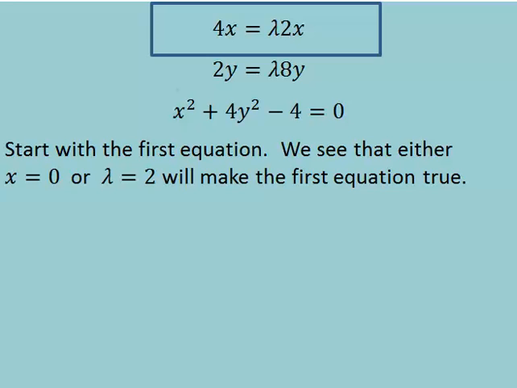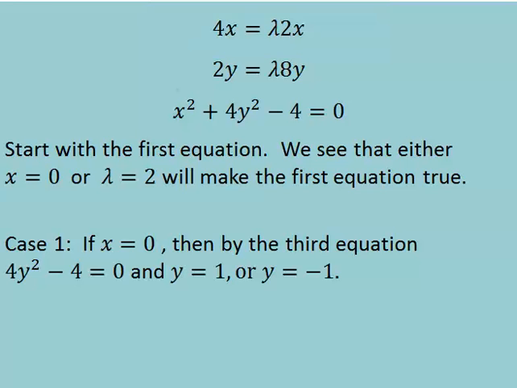Start with the first equation. We see that either x equals 0 or lambda equals 2 make the first equation true. That gives us two cases to consider. Case 1, x equals 0. Then, by the third equation, y equals 1 or y equals negative 1.